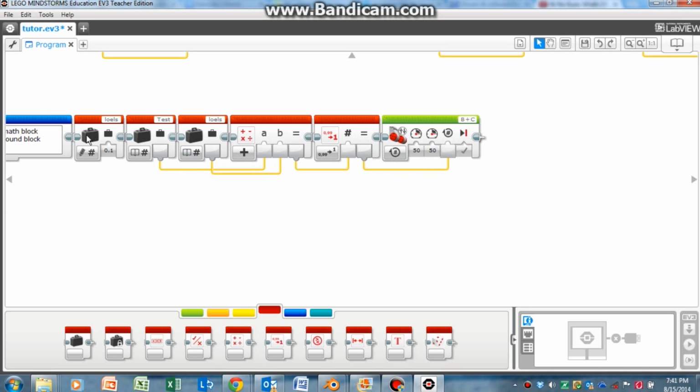But if, however, I made this 1, the answer would be 44, and it already is a whole, so this block is clearly not really doing anything. So it would be the same as if you simply just connected it.